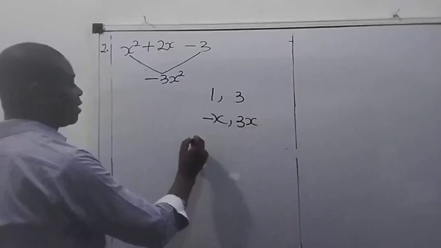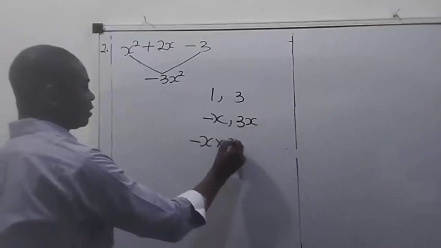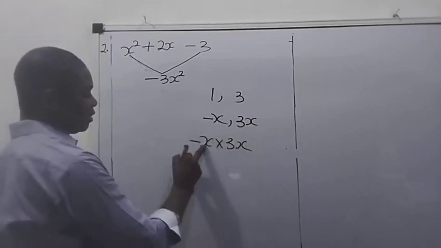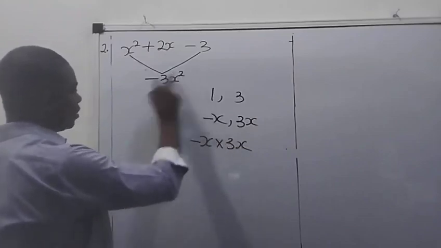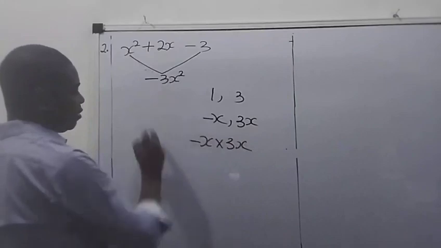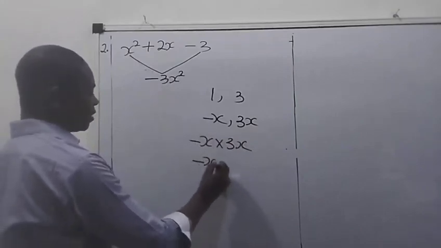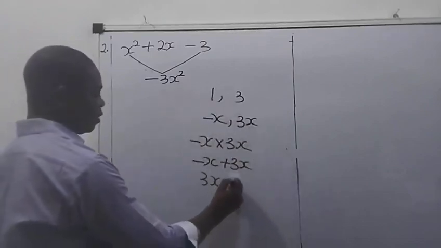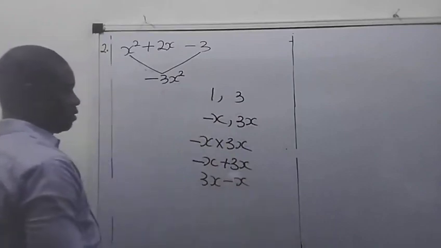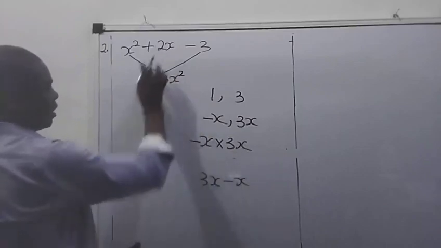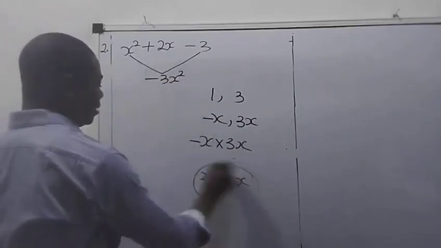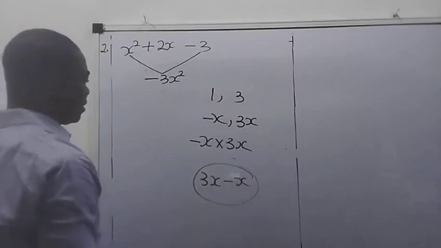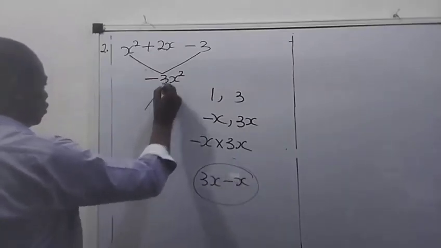3x. So if I say negative x times 3x, it will give what? Negative 3x squared, because x times x is x squared. So the negative is there, then our 3. All right. And if I say negative x plus 3x, or the other way around, if I say 3x minus x, it will give what? Plus 2x. Okay, so we are going to pick this. Instead of writing the 2x, we are going to write this 3x and negative x. All right, so we split this into 2 as well.